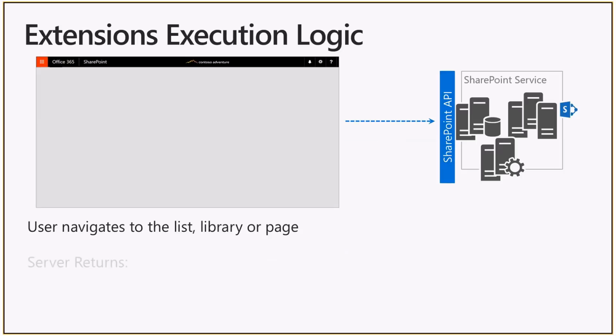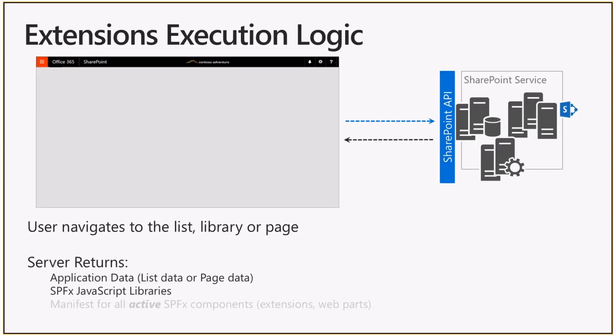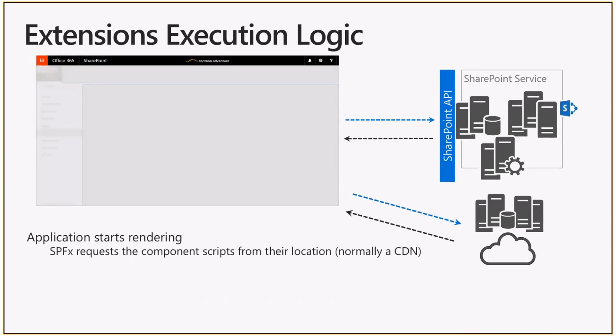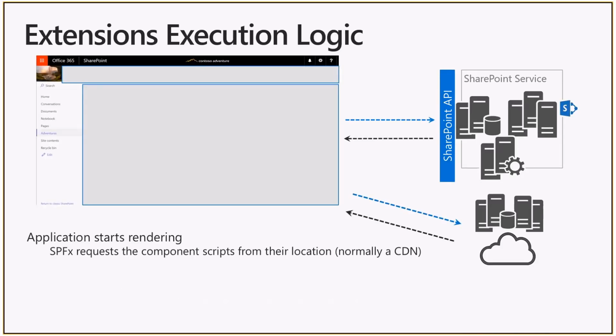What's actually going to happen is that the server returns the application data, or also the list data or page data. It also returns the SharePoint Framework JavaScript libraries, and it also returns to the client, as in the browser, the manifest for all of the active SharePoint Framework components. So what extensions and web parts should be rendered as part of this page or HTML page which the user is accessing. And then, in the browser, we have an application object, so to say, which is controlling the rendering, orchestrating all of the things which are getting loaded.